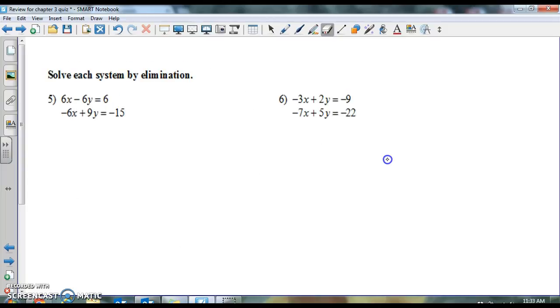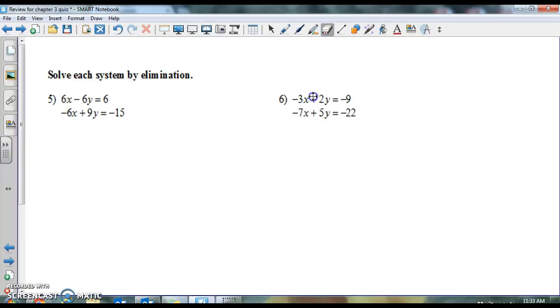Okay? So elimination is the next one. This is where you try to multiply in order to get them to add straight down to b. So something eliminates. For number 5, add straight down, something will cancel. Number 6, though, this is where you need to multiply the top and the bottom by a number in order to get them to cancel.